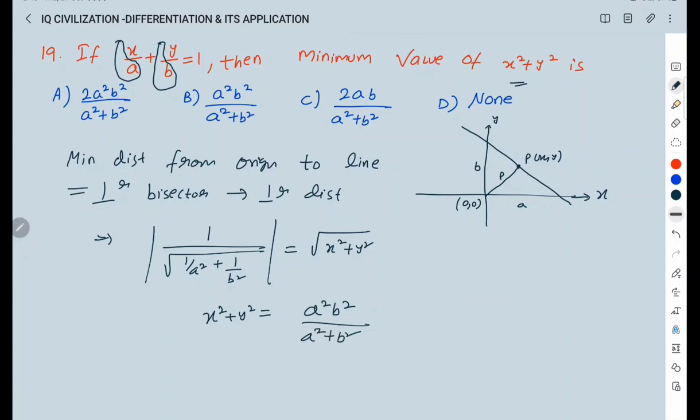In this way we have done all the models and all the shortcut tricks for the previous year questions of this differentiation and application of derivatives chapter. So these are all PYQs, previous year questions.